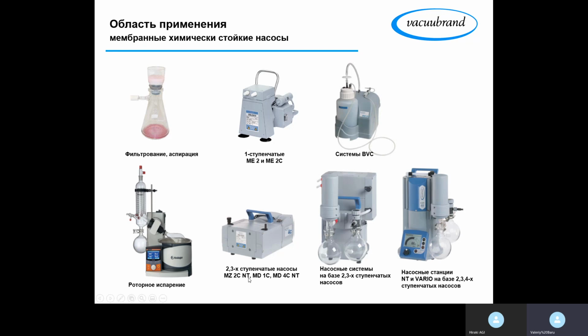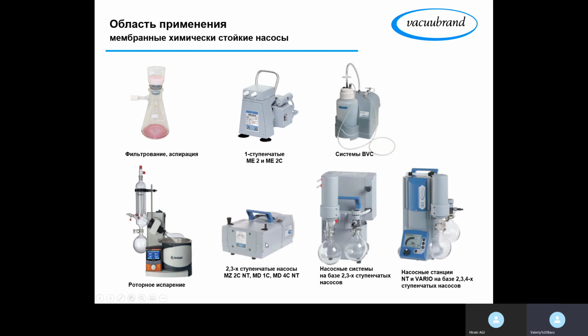NT stands for new technology. They used to have an old design like this, M2E. I'm not even sure if they still manufacture them. I think they discontinued it and changed it to ME1. So now you will see that it has the NT, which stands for new technology. So MD4C NT means that it's a 3-stage membrane pump with a performance of 4 cubic meters per hour, chemical resistant modification.